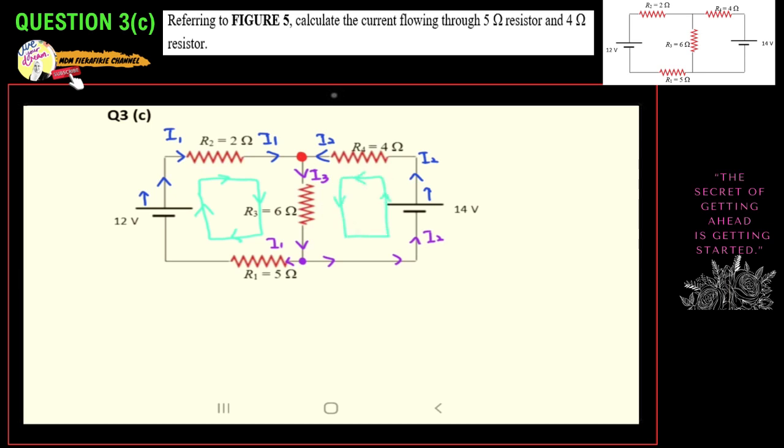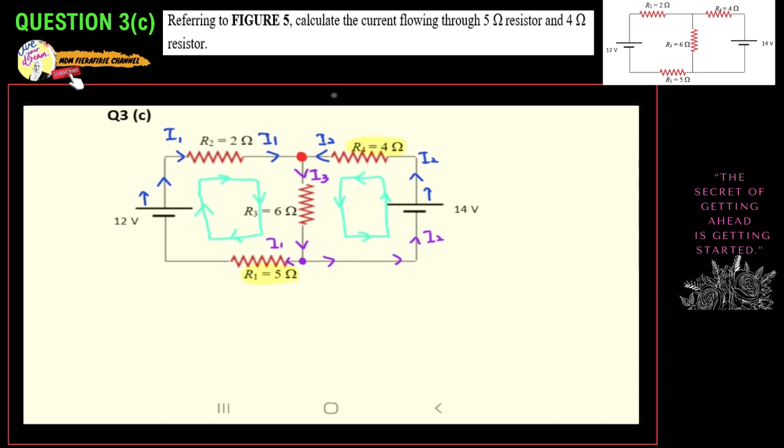Okay, loop ni tak kisah sebenarnya. Okay, so calculate the current flowing through 5 ohm resistor and 4 ohm resistor. Okay, so 5 ohm resistor, the current that pass through 5 ohm resistor is I1. So kita nak cari I1, and the current that pass through 4 ohm resistor is I2. Okay, so nak tak nak kita kena guna Kirchhoff rules.